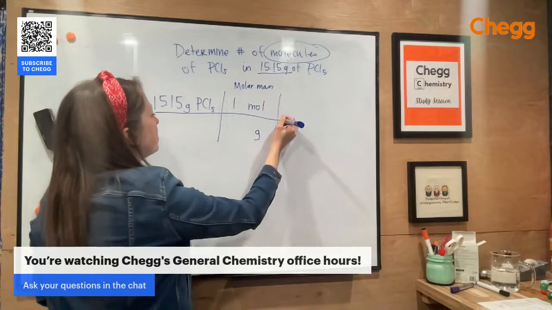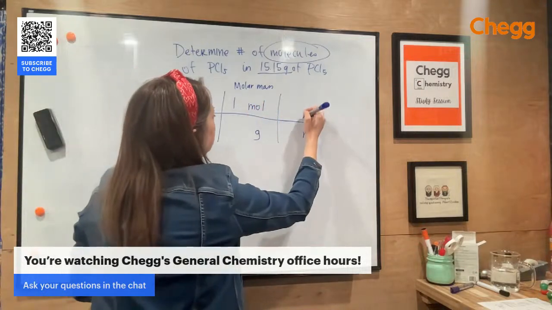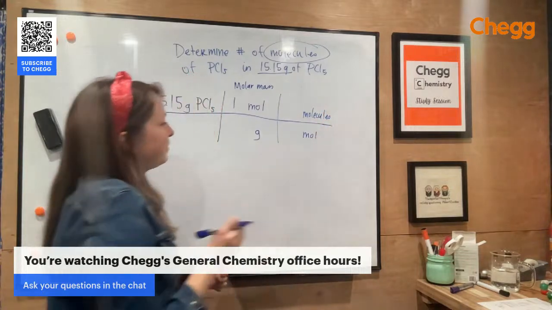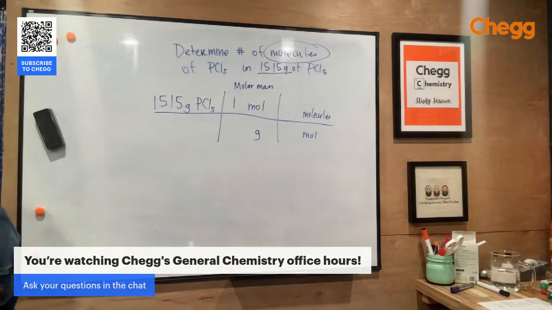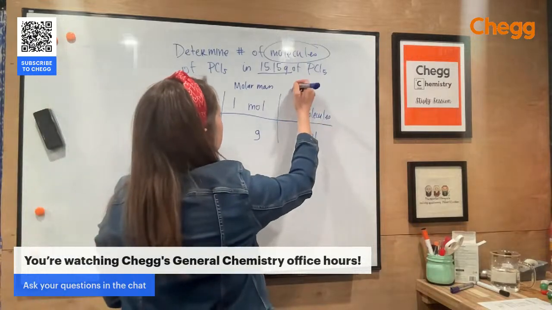All right, but that's not where I want to end. So I'm going to take moles. I want to cancel moles out. And I want to switch to molecules. And it is so confusing, right? You'd think the abbreviation for molecules would be MOL, but that is mole. So take your time writing these out. It does make a difference. All right, so then here we're going to use Avogadro's number.